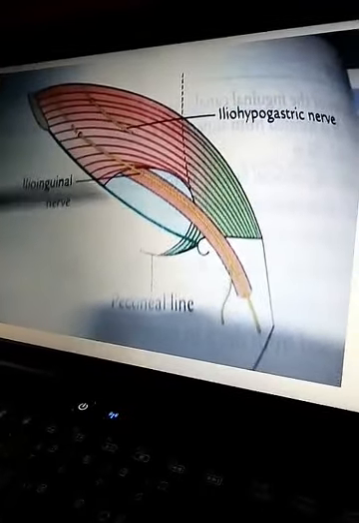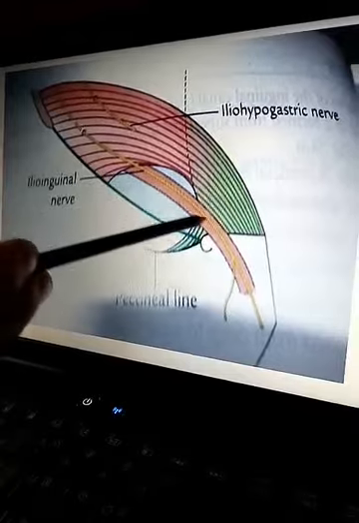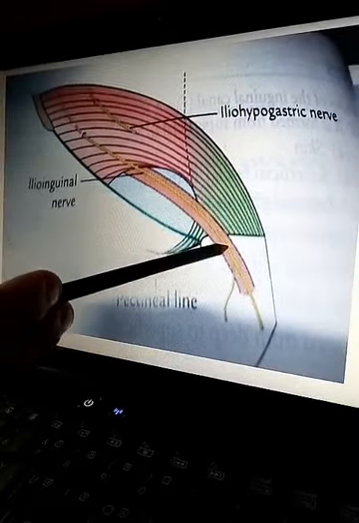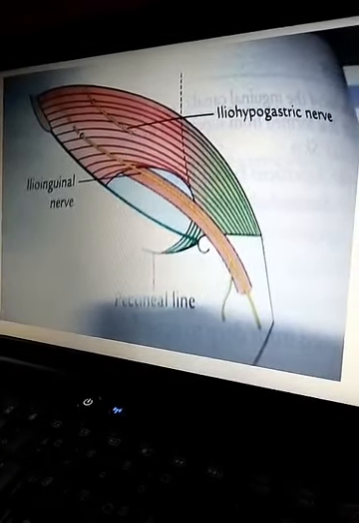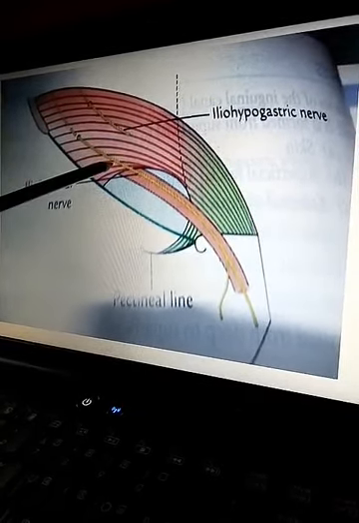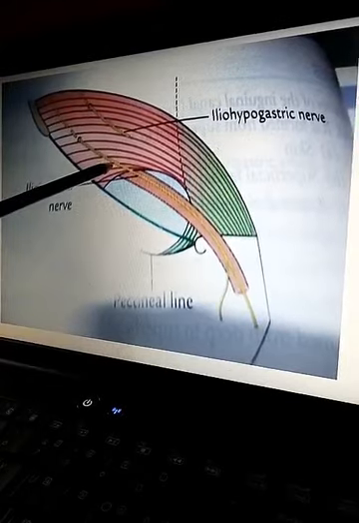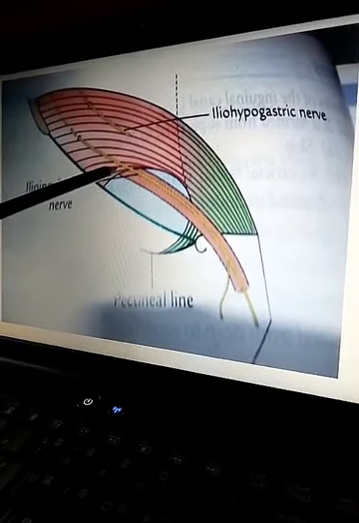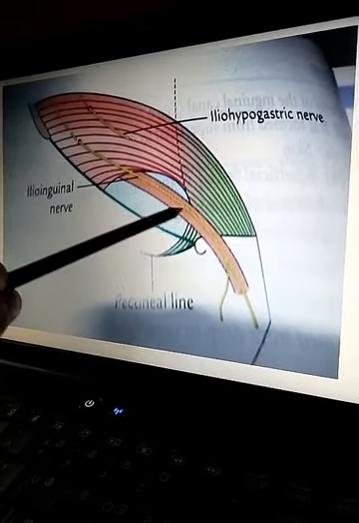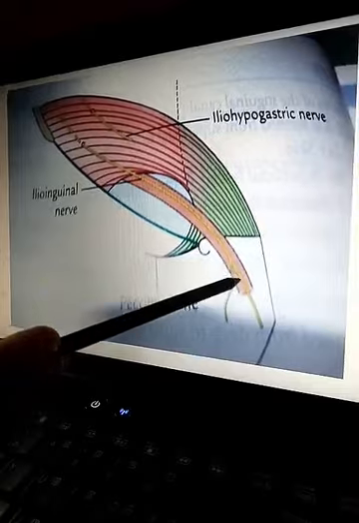Now the contents of the inguinal canal. It consists of the spermatic cord and ilioinguinal nerve in the males, while in females it consists of round ligament of the uterus and ilioinguinal nerve. The ilioinguinal nerve, although a content of the inguinal canal, does not enter the canal through the deep inguinal ring. It enters the canal from the side through a slit between the external oblique and internal oblique muscles. It lies in front of the spermatic cord and passes out of the canal through the superficial inguinal ring to supply the inguinal region.